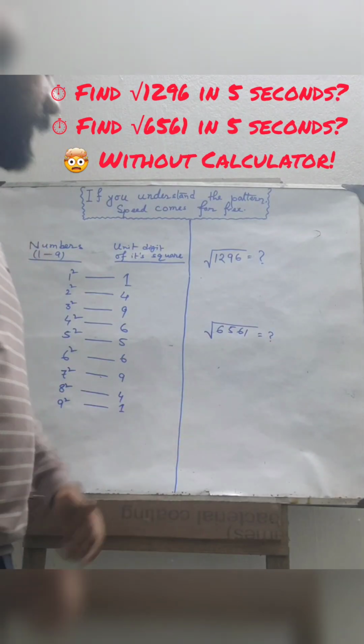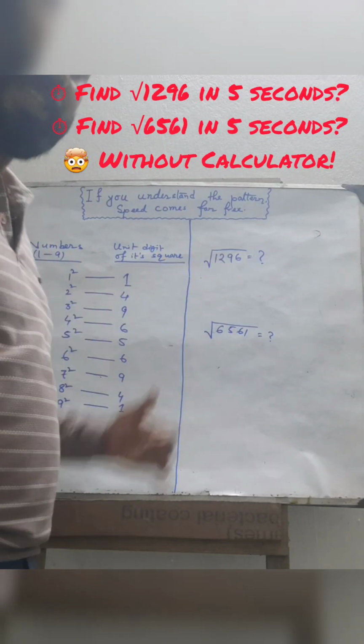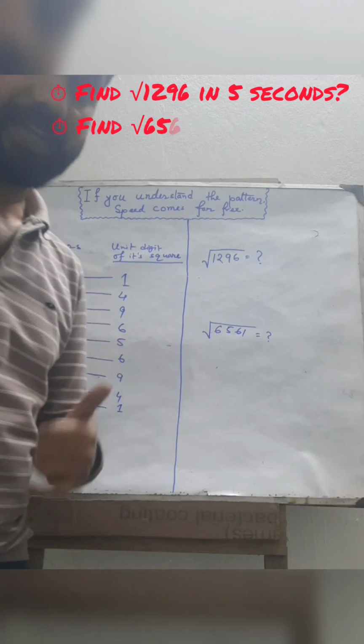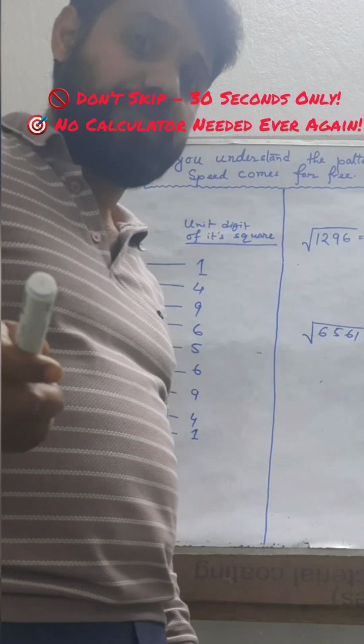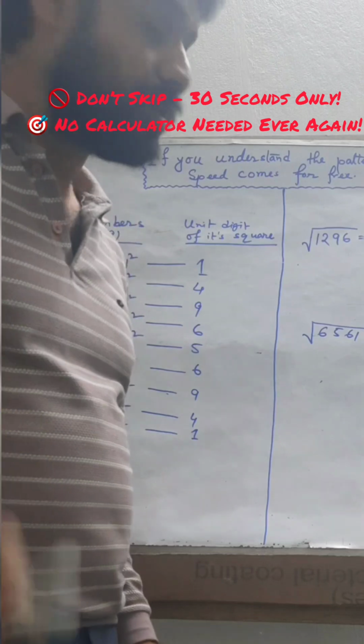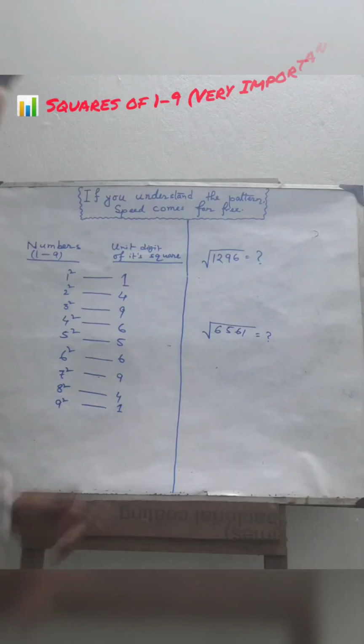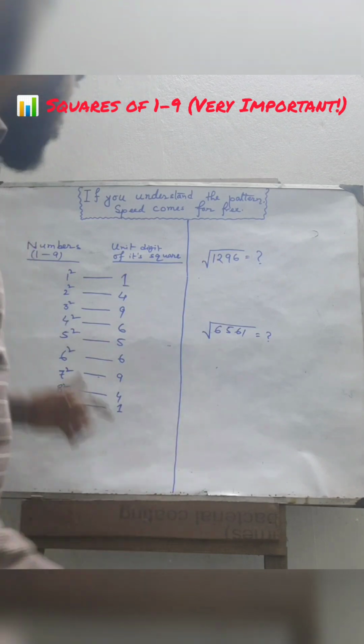Hello guys, can you find the square root of 1296 in just 5 seconds? Can you find the square root of 6561 in just 5 seconds? Just don't skip the video for 30 seconds and I guarantee you won't need a calculator to find square roots ever again. To find the square root of this number, first we have to understand this table.